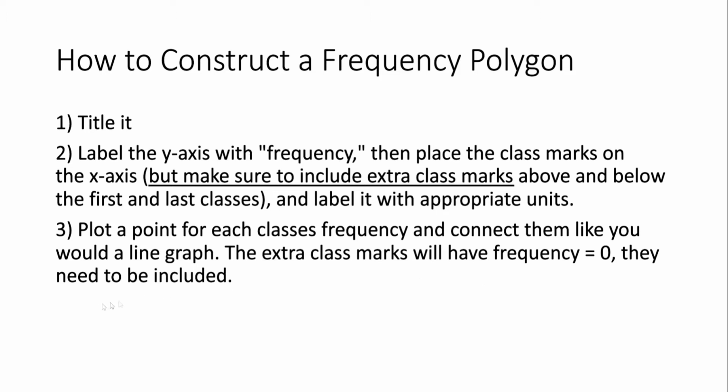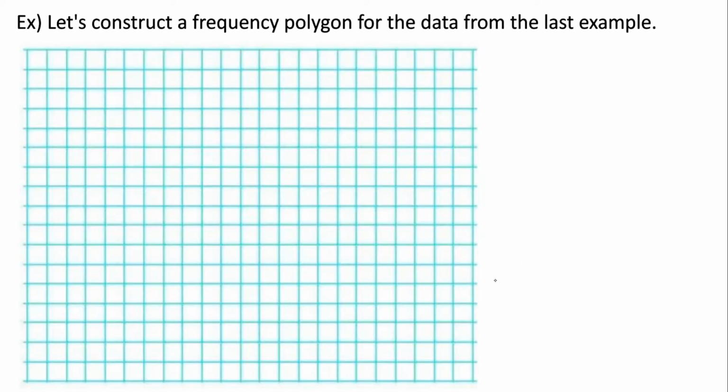One way that you can remember to include these extra classes is just by remembering the definition of what a polygon is: it's a closed figure with straight edges. Our graph is going to end up making a polygon, and in order for our graph to make a polygon, you need to include the extra class marks. So now let's construct a frequency polygon with the data from the last example.